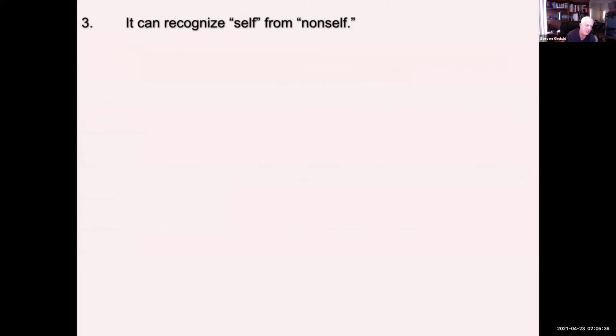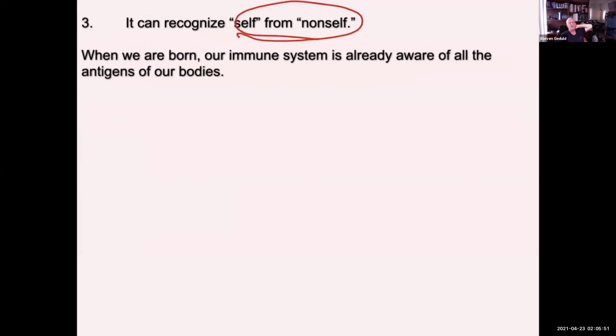It can recognize self from non-self. That's the other important part. You have to be able to tell what is your body and what is not your body. You have to say what is self and what is non-self. When the antigen or the virus gets in there, your body has to say this is non-self. It's not your own tissue. When we are born, our immune system is already aware of all the antigens in our bodies. When you're born, your body's already been exposed to your immune system. So it's already found that stuff and said, okay, all this stuff I'm seeing now is not foreign to me. So we're not going to develop antibodies against it.